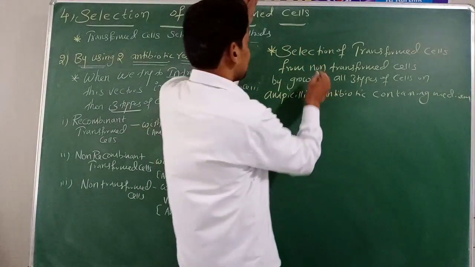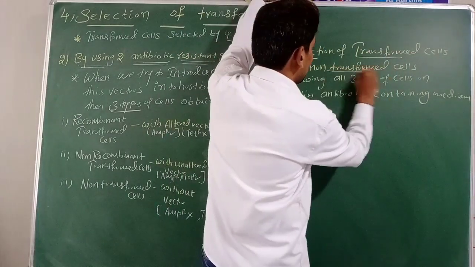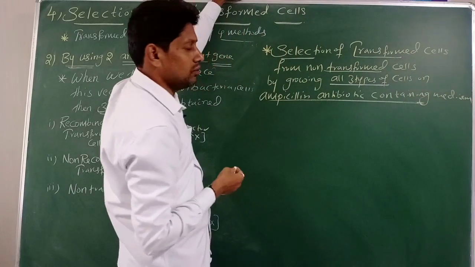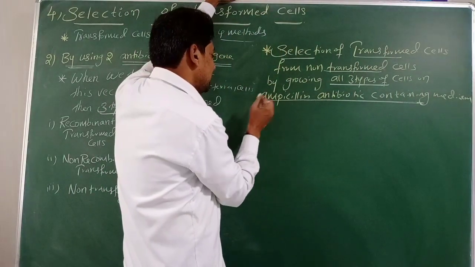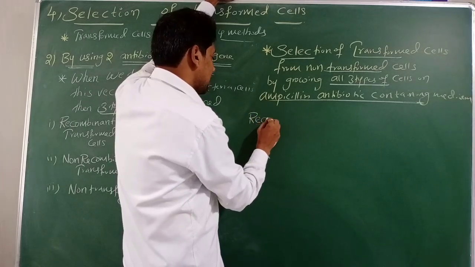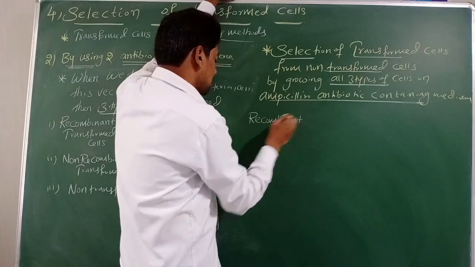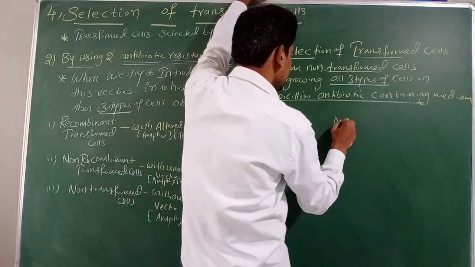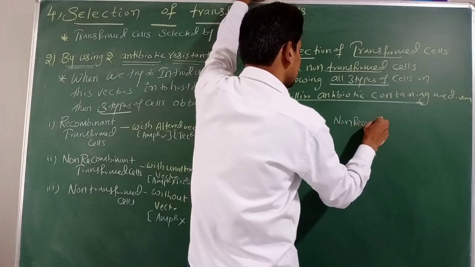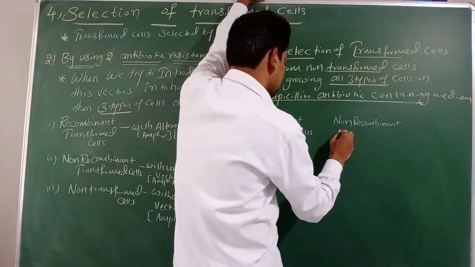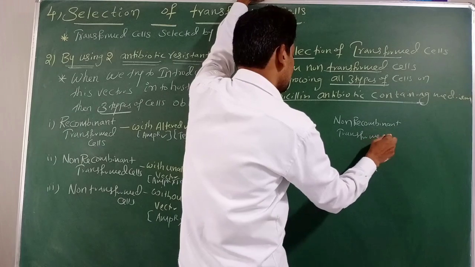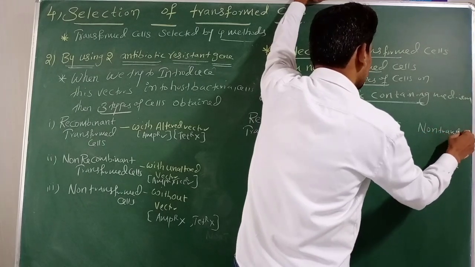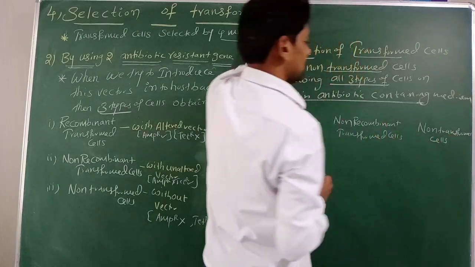Sir, first what are we doing? We are selecting transformed cells from non-transformed cells. How? By growing these three types of cells on ampicillin antibiotic containing medium. How, sir? Listen first. First, three types of cells, right? What is the first one, sir? First one is recombinant transformed cells. What is the second one? Non-recombinant transformed cells, right? What is the third one? Non-transformed cells.